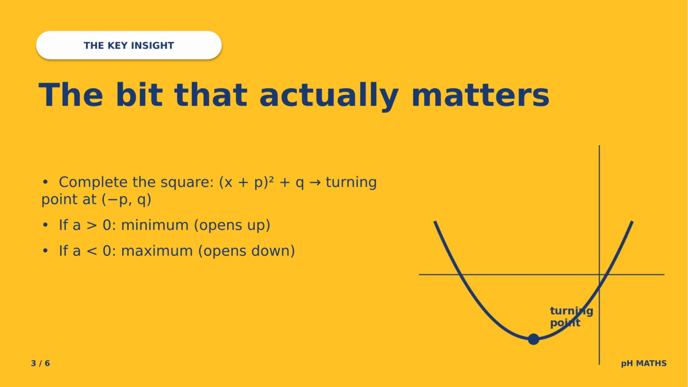Key insight: complete the square. Once you have the form y equals (x plus p) all squared plus q, the turning point sits at the coordinates minus p, q. The x-coordinate is the opposite of what's inside the bracket. The y-coordinate is the constant on the outside. Read them straight off.